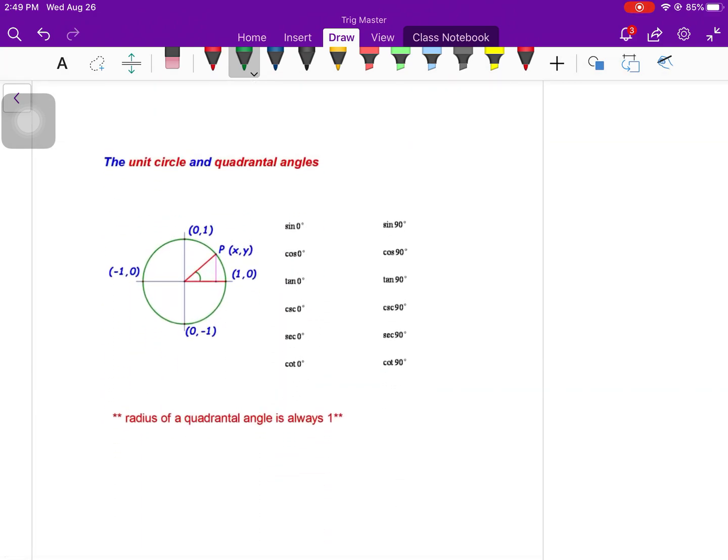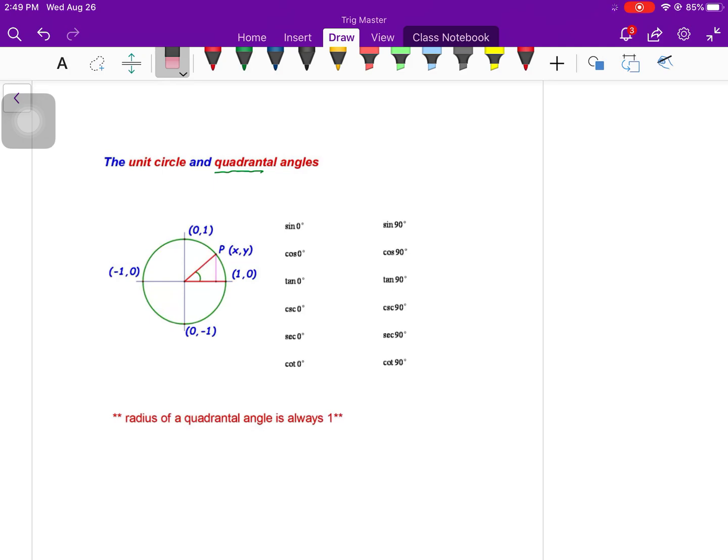All right, so now we're going to start talking about the unit circle and quadrantal angles. Quadrantal angles is a weird word to say, but it literally has the word quadrant in it. It means the angles that are on the axes, like both the x and the y axis, because our initial side is always the x-axis. If the terminal side is on the x-axis or the y-axis, it is a quadrantal angle, okay?